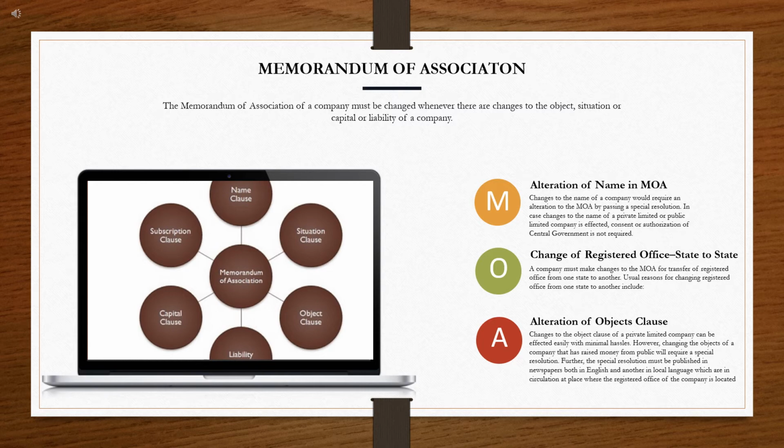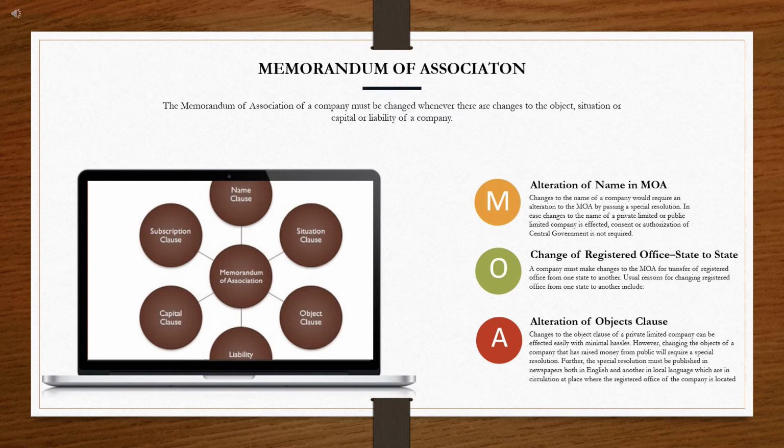The changed memorandum must be filed with the registrar of the state from which the company is changing and also to the registrar of the state to which the company is shifted. On approval of the Registrar of Companies, ROC, changes must be made in the MOA of the company to reflect the new state where the registered office is situated.